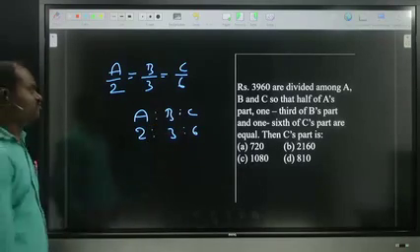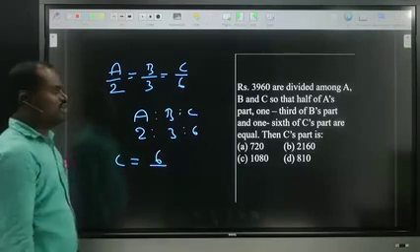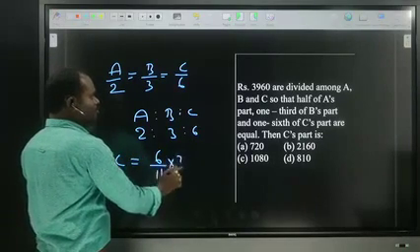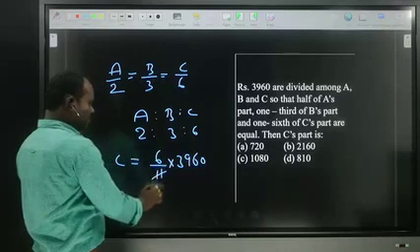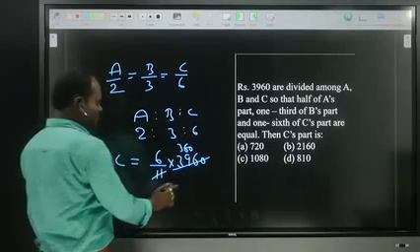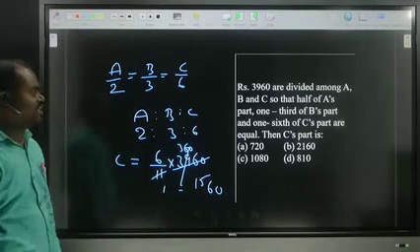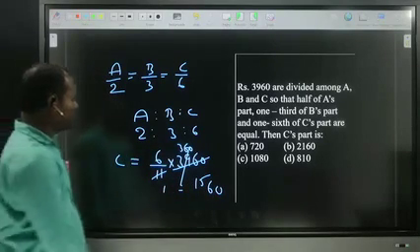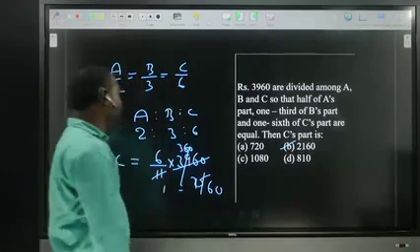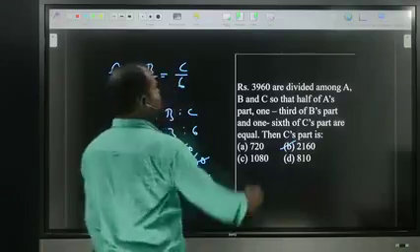We require C's part. C was getting how many parts? 6 out of 2 plus 3 is 5, 5 plus 6 is 11, into the total money 3960. 11 threes are 33, 6 into 360, sorry, 6 threes are 18 plus 3 is 21, so 2160. Option B, 2160. 6 into 360 is 2160. Option B, right.